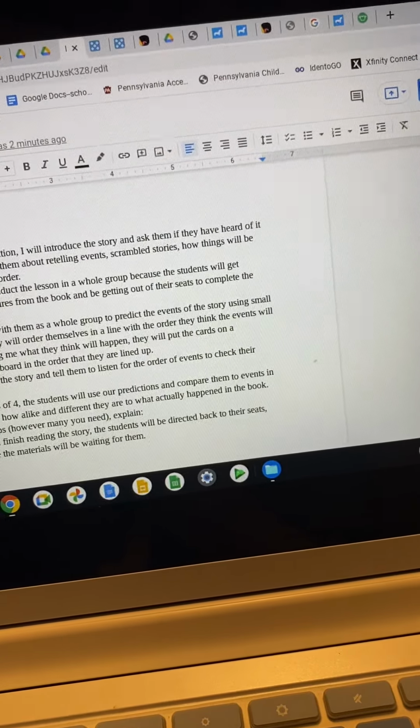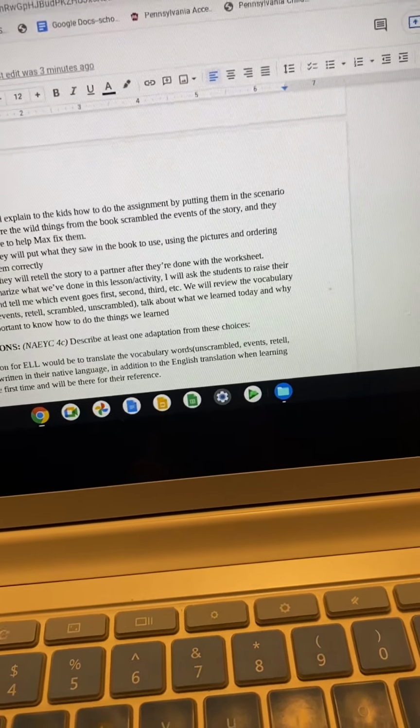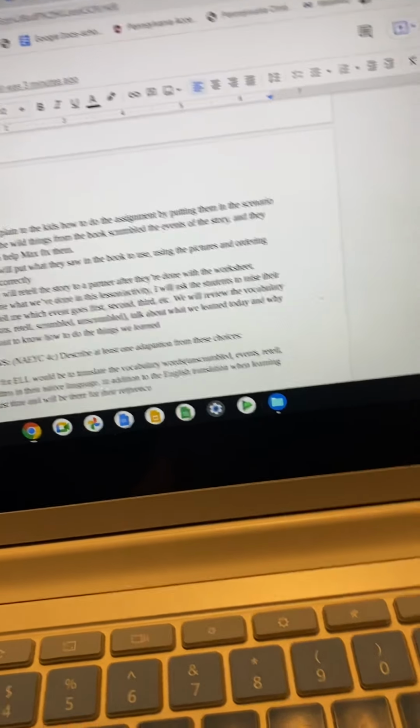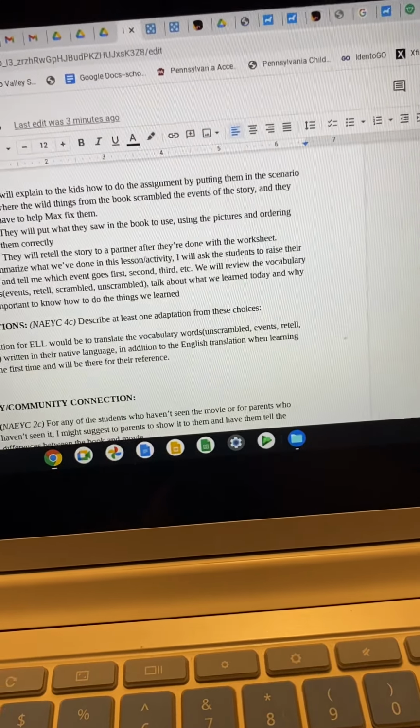After I finish reading the story, the students will be directed back to their seats where the materials will be waiting for them. I'll explain to the kids how to do the assignment by putting them in the scenario that the wild things scramble the events of their story and they need to help Max fix the events or unscramble them. They will put the pictures in order of what they saw in the book, in the correct order. They will retell the story to a partner after they're done with the worksheet.